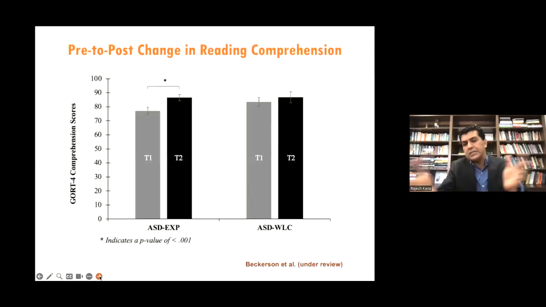So this is the same thing, but a blown-up graph to show the same effect. The y-axis is the comprehension score. You can see a significant improvement in the comprehension score in the children who received the VV intervention from time 1 to time 2.